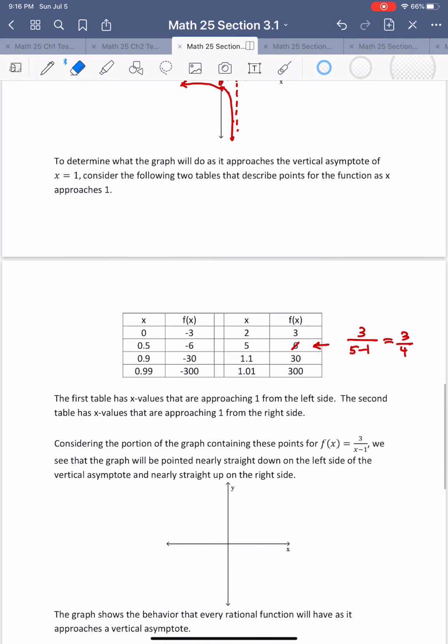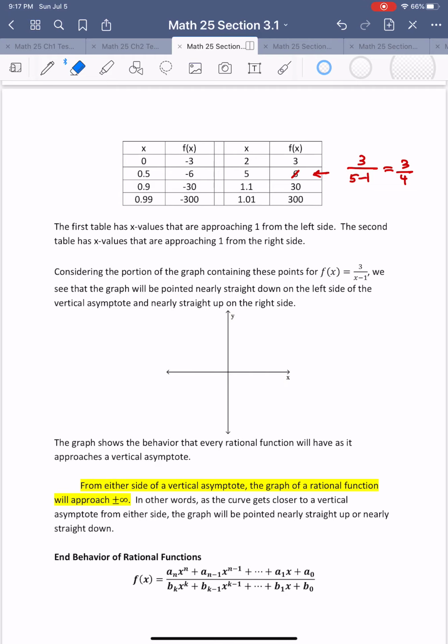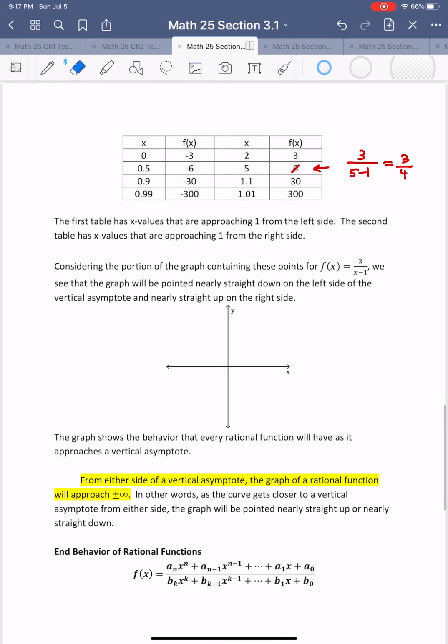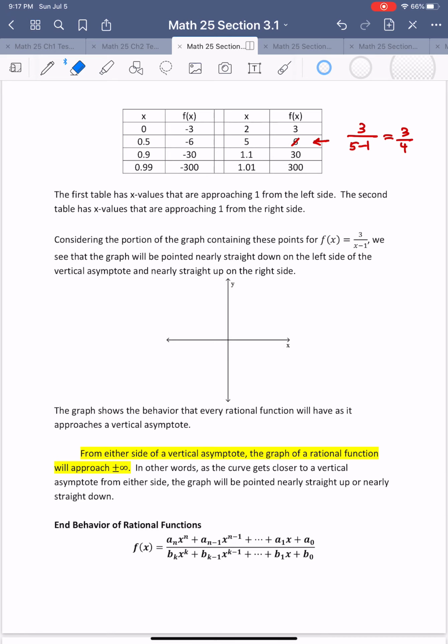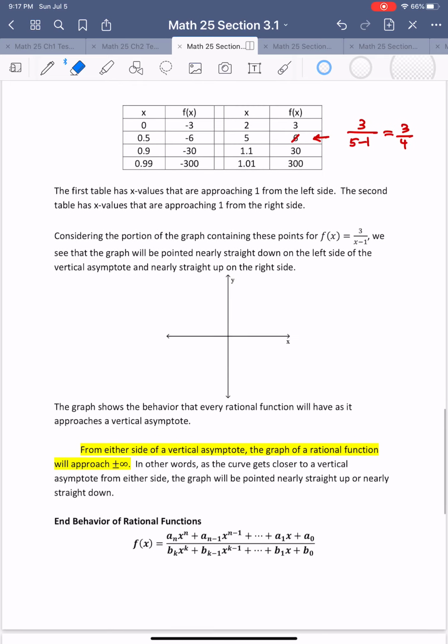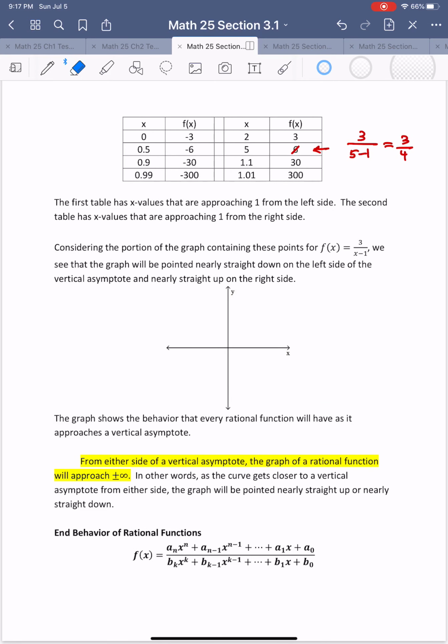So the first table has x values approaching 1 from the left side. The second has x values approaching 1 from the right. Considering the portion of the graph containing these points for f of x equal to 3 over (x minus 1), we see that the graph points nearly straight down on the left side of the vertical asymptote and nearly straight up on the right side. So from the 1, your graph is going to go this way and then this way. It depends on where you're approaching from.